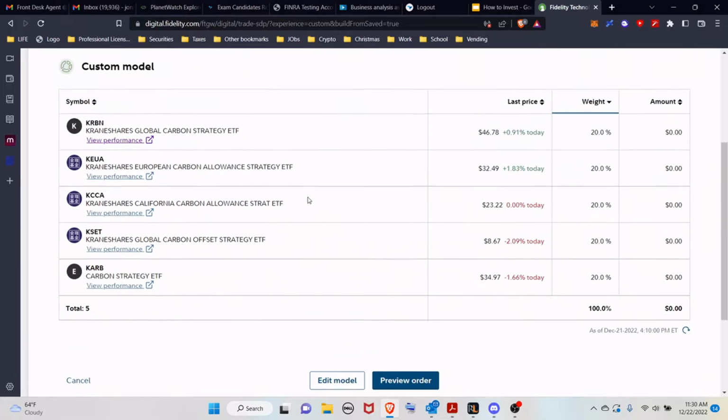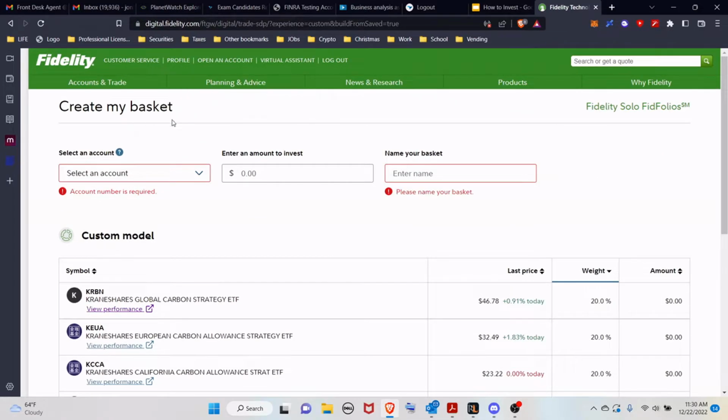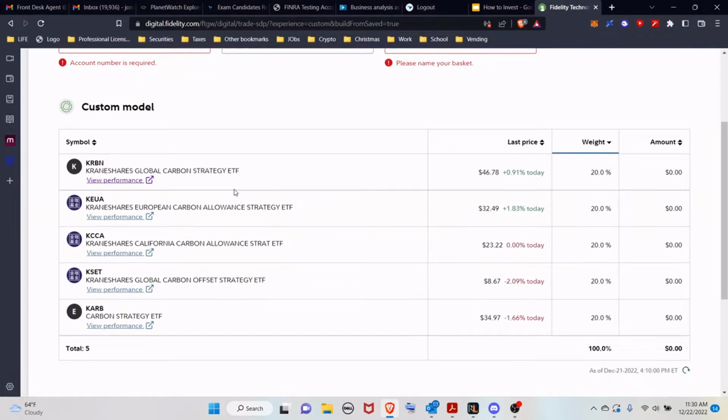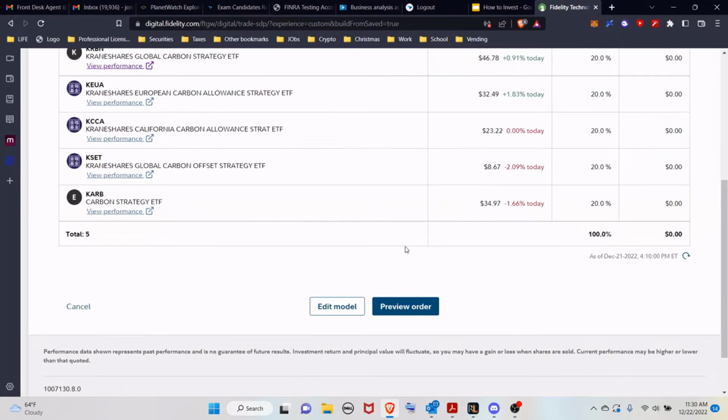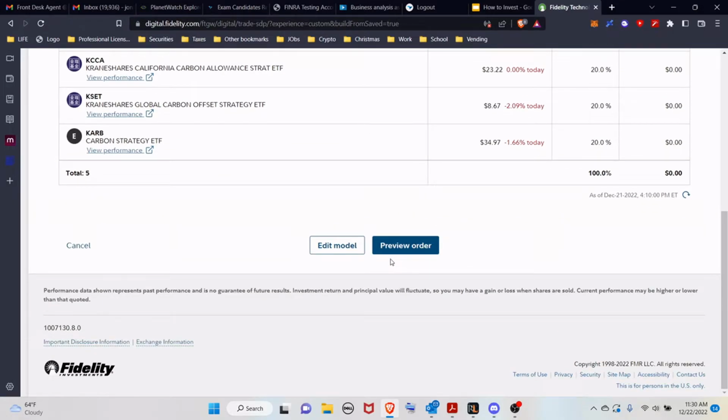Obviously, I can't show you that because I have already done so, and I don't have any liquid cash to put into this trade for you guys, but that is basically how you do it. That's how you invest from 0 to 1.